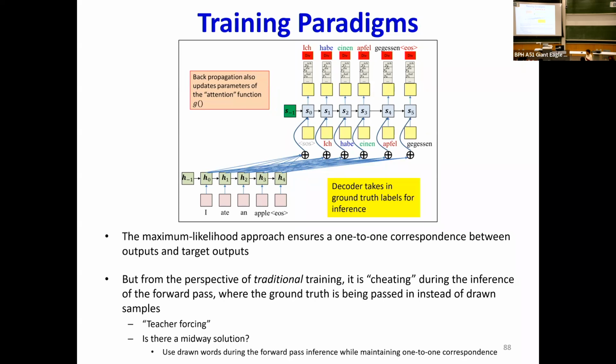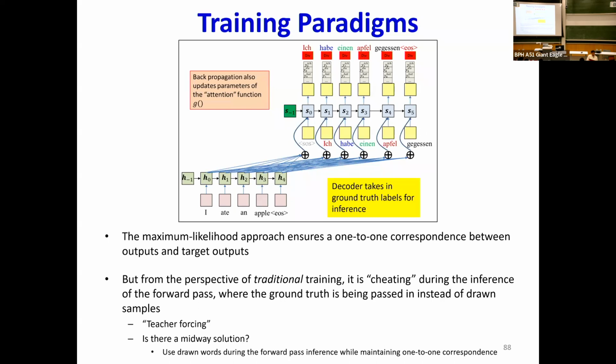There's a mismatch, right? From the perspective of traditional training, passing in the ground truth labels as part of the forward pass is cheating in some sense, is it not? But then without it, we can't work. So is there a compromise between the two? What would the compromise be?